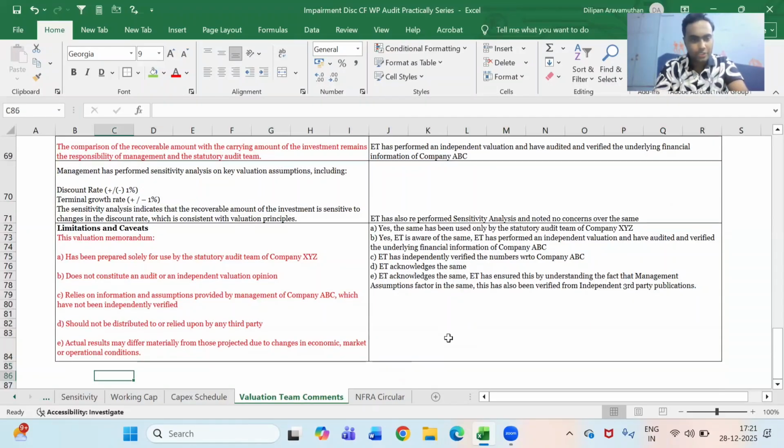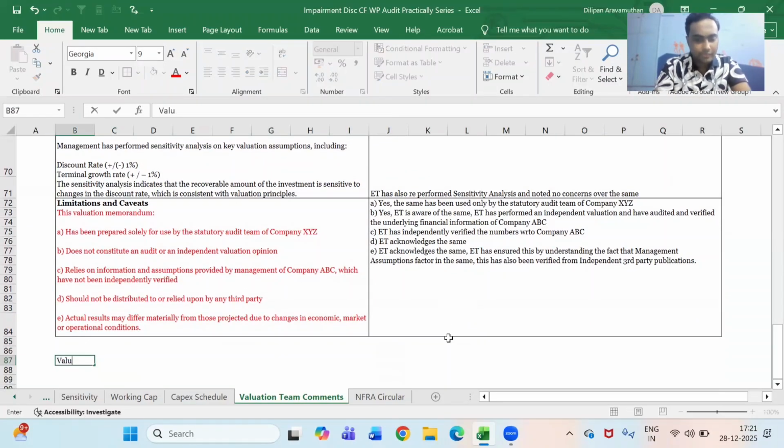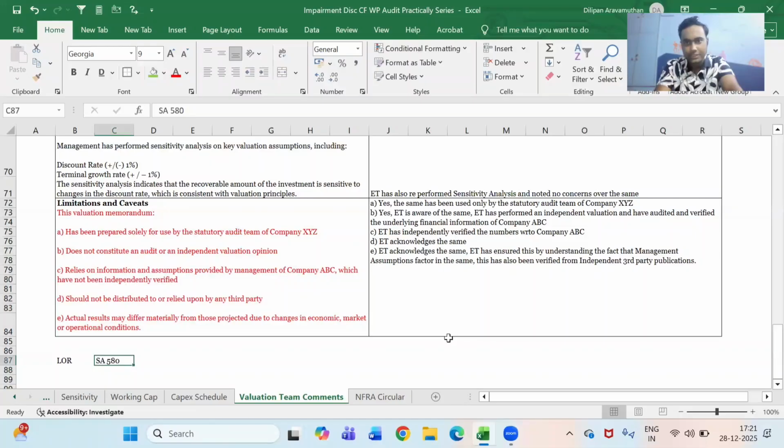Another important thing which I did not include here is the valuation team will ask you to get some points in your letter of representation as per SA 580. So when you are getting a letter of representation from the management, please ensure that those points which your valuation team is requesting you to get from the management are also included in your letter of representation. And the management signs the same by including the same in the letter of representation. I hope that is very clear, guys. This is something important you need to check, right?